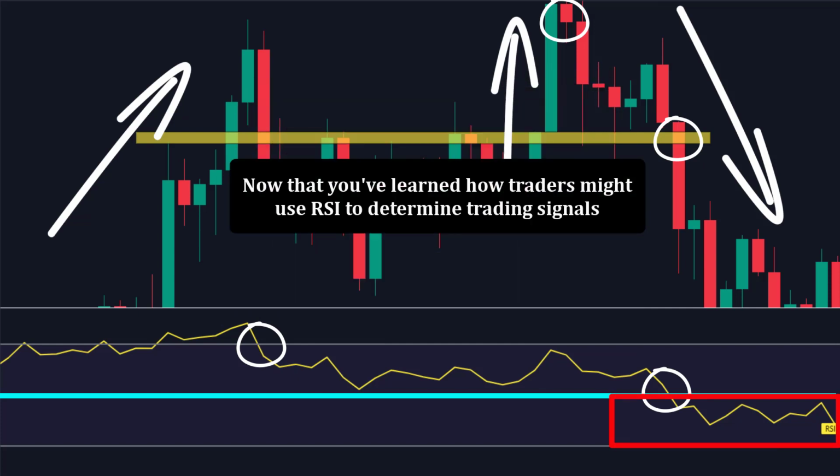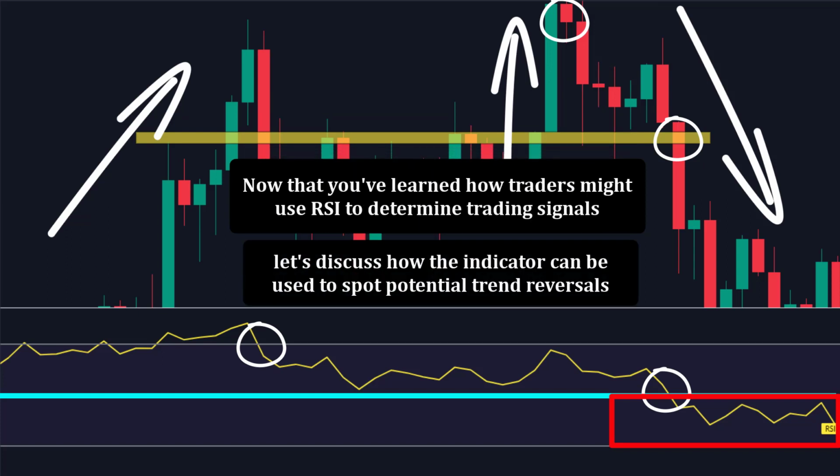Now that you've learned how traders might use RSI to determine trading signals, let's discuss how the indicator can be used to spot potential trend reversals.